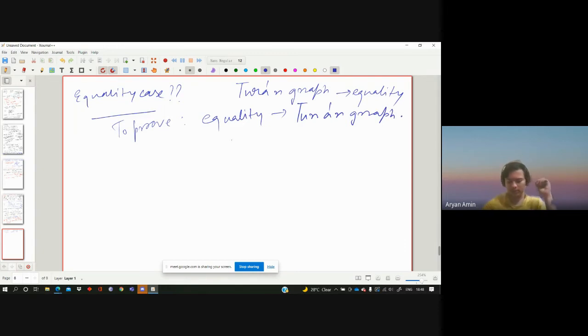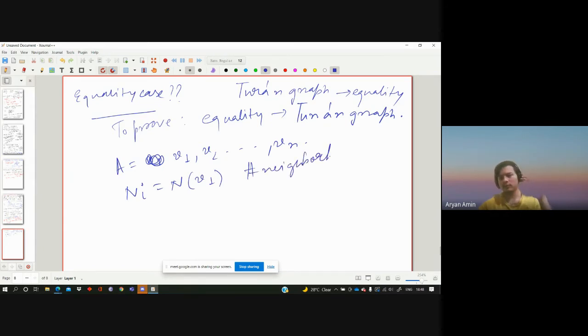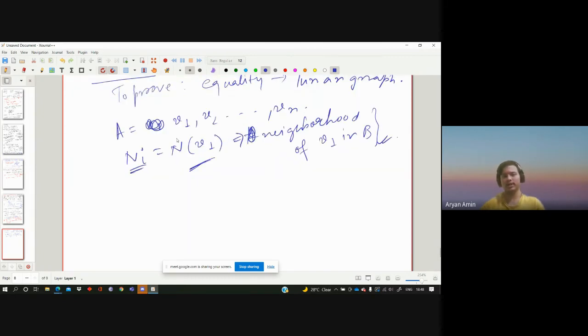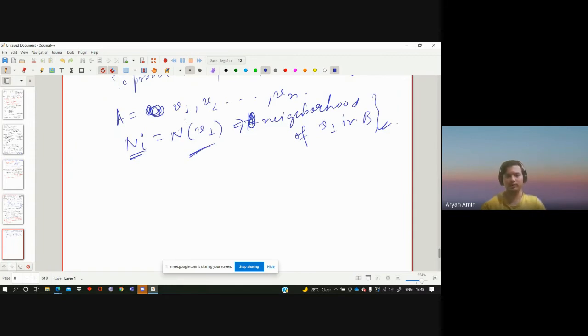You can just note that suppose your A was say V1, V2 up till Vr, right? Let's say you denote Ni equals N of Vi. So this is basically the neighborhood of Vi in B. This is how you're defining Ni. It's not like the natural neighborhood. You can just call it N dash or something if that suits you.